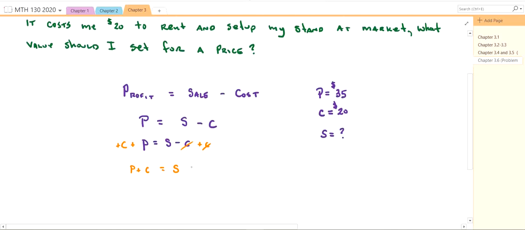And I'll just plug in these values. For P is $35, and for C is $20. So I need to sell my apples for $55 if I want to make a profit of $35.